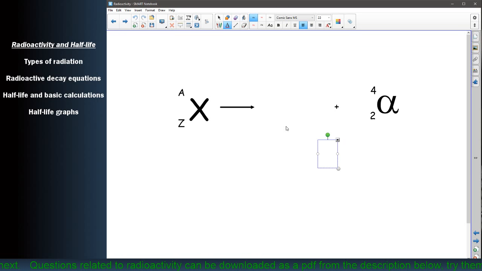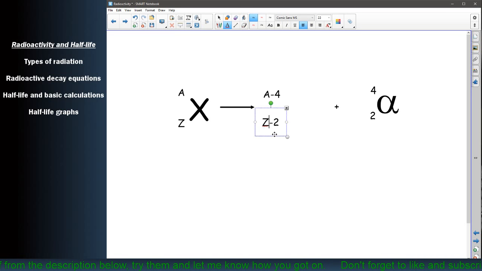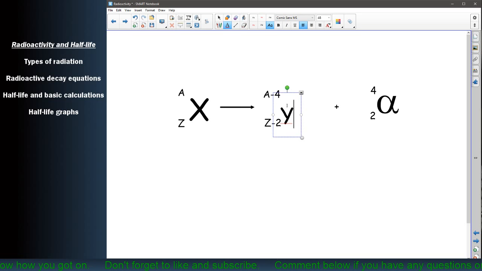So what happened? We had a nucleus that lost 4 mass and lost 2 protons. So whatever I make after this is going to be A take away 4 for its mass number, because it's lost 4 mass, and Z take away 2, because it's lost 2 protons. Because the atomic number has changed, and from your study of the periodic table, I'm hoping you know that means the material has changed. Then this stops being material X and becomes material, we'll call it Y, for the sake of it.